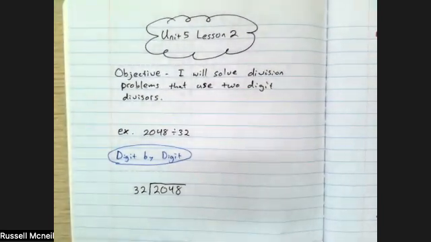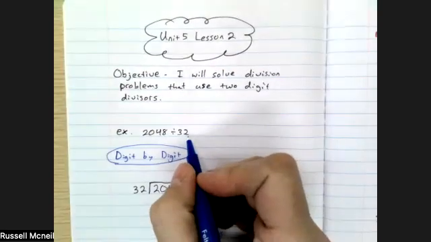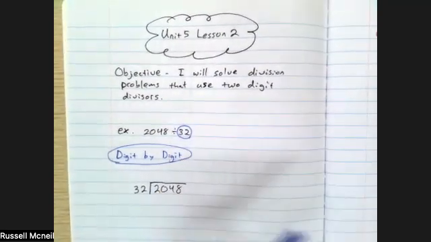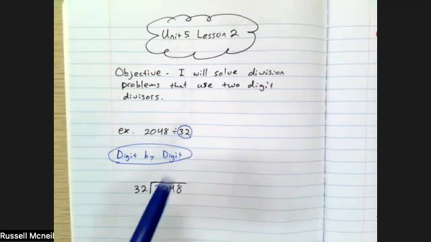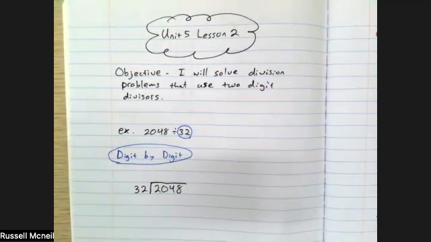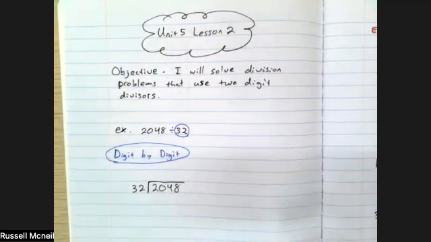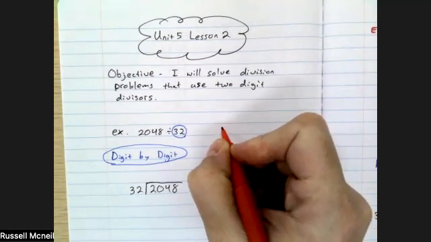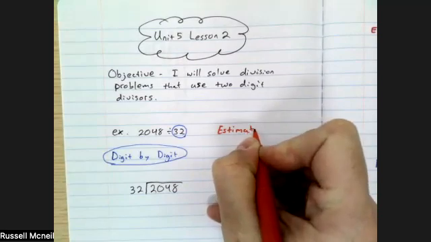All right, check out the objective with me. I will solve division problems that use two-digit divisors. And again, in the past video, when we talked about divisors, we're talking about the number that it's being split into. So dividend inside the box, divisor outside the box. And the thing we will be utilizing to help us out is the power of estimating. Say it with me, estimating.